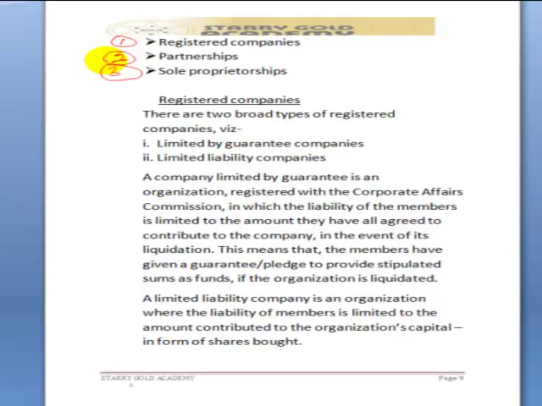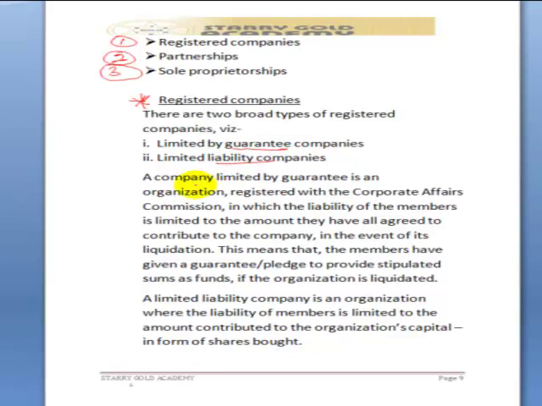The first one, registered companies. There are two broad types of registered companies. The first one is limited by guarantee companies. Second one is limited liability companies.